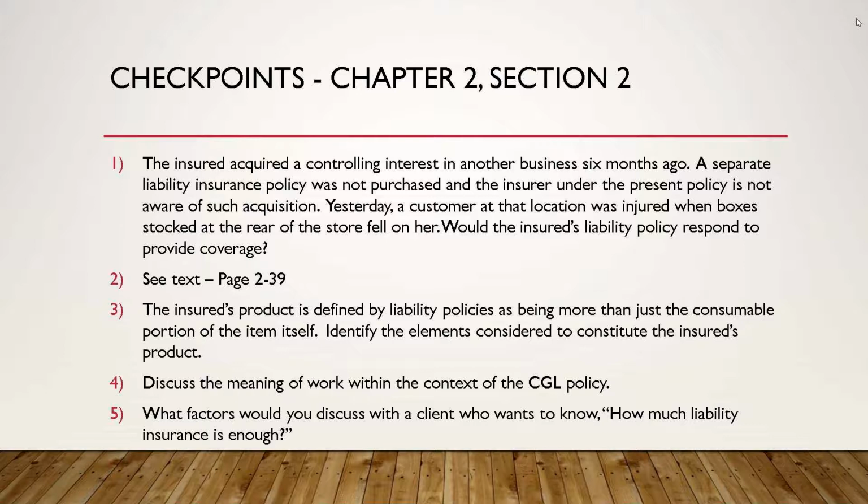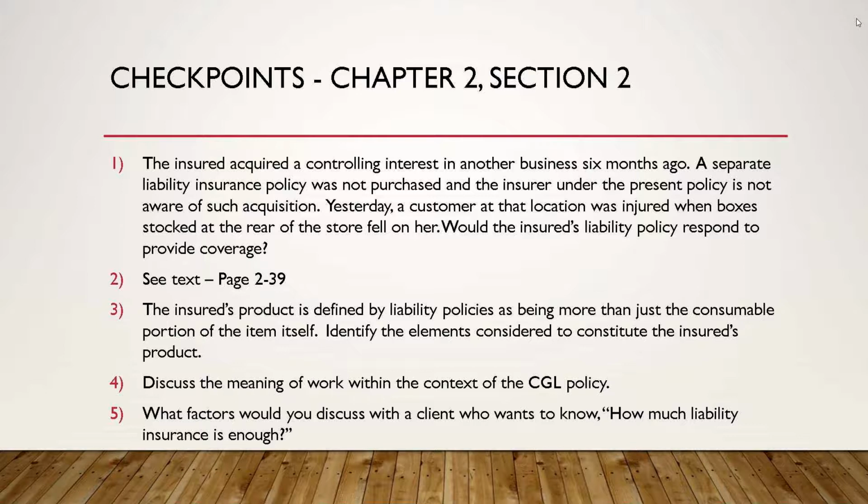G, when more than one insured is named on the policy, a breach of policy condition by one insured will not necessarily affect the coverages of other insureds. That is true. Just because one named insured does something wrong does not mean there's no coverage for the others. There would just be no coverage for that person that did the one thing wrong.